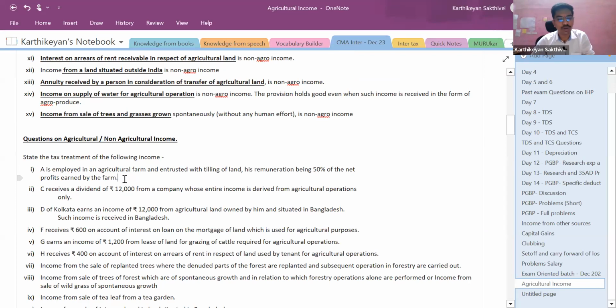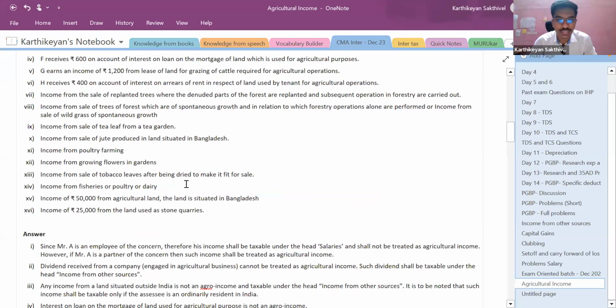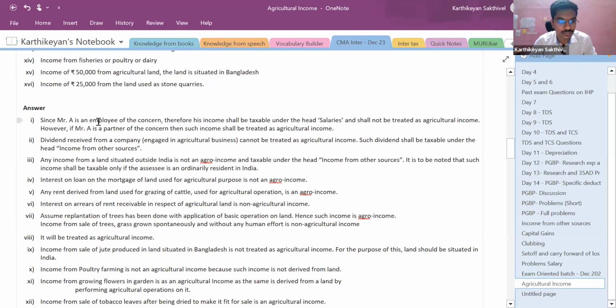So A is employed in an agricultural farming and is interested with tilling of the land, his remuneration being 50% of the net profits earned by the farm. So here it is given that A is employed. Any income which is derived by an employee is to be treated as non-agricultural income. Employee of the concern shall not be treated as agricultural income.